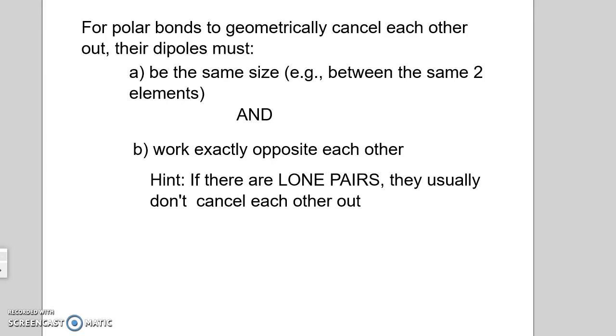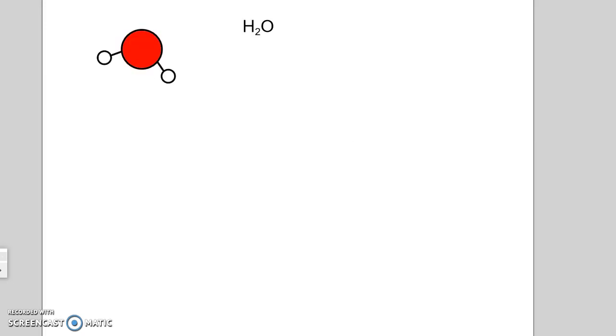So let's do some examples here to make sense of all this. First of all, we have water, H2O, and we know that the shape is bent from what we've already learned. But because of the shape of water, oxygen, being more electronegative, is going to have the dipole pointing towards it. This is the oxygen, this is the hydrogen. And so you're going to have a dipole towards the oxygen.